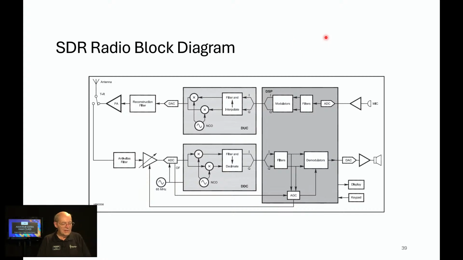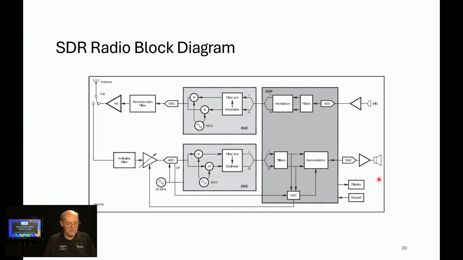So looking now at a block diagram of a software-defined radio, we're going to break this down in a little bit more detail. We're only going to be covering the high points, of course. We've got a microphone over here, so this is our transmit chain. And then we've got a speaker over here, so this is our receive chain.